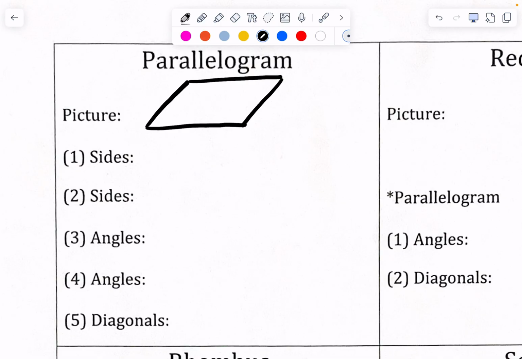Okay? All right, now, there are 5 main things that you need to remember about a parallelogram that we're going to put on this sheet. 5 main things, okay? 2 of them have to do with the sides of a parallelogram. 2 of them have to do with the angles of a parallelogram, and 1 of them has to do with the diagonals. So let's talk about sides. What do I know about the sides of a parallelogram?